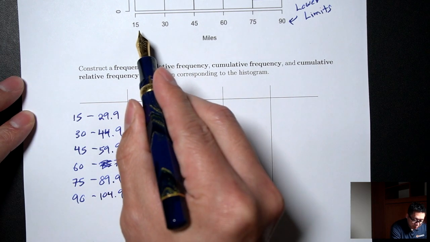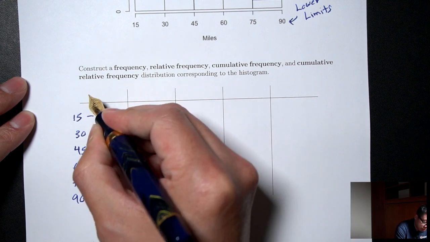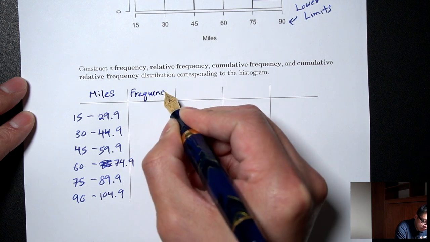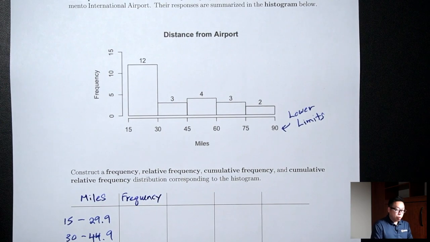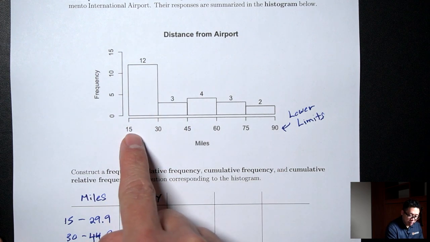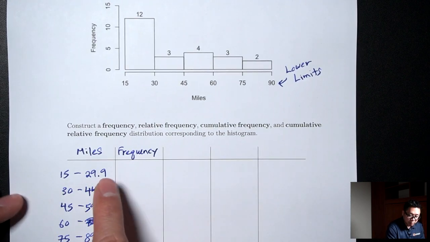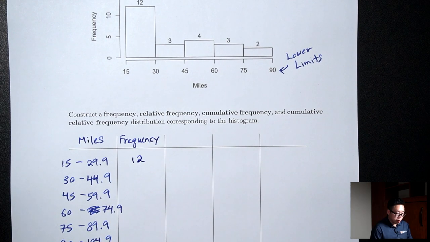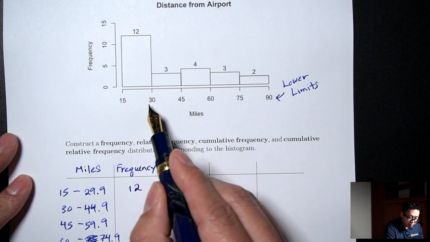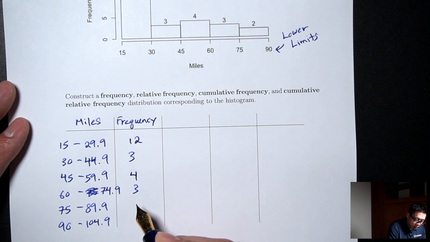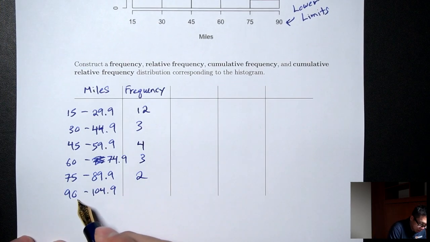And let me also title this column. These numbers we got from these numbers right here, and they represented miles. So all these numbers are miles. And then we're going to find a frequency. Now, this is a frequency histogram, okay, which means the heights represent the frequency. So the 12 is the frequency of the range 15 to about 30. So 15 to 29.9, that frequency should be 12. Okay, the frequency for 30 to 44.9 is 3. And then next one will be 4, 3, 2. And I guess we didn't need this last one anyway.